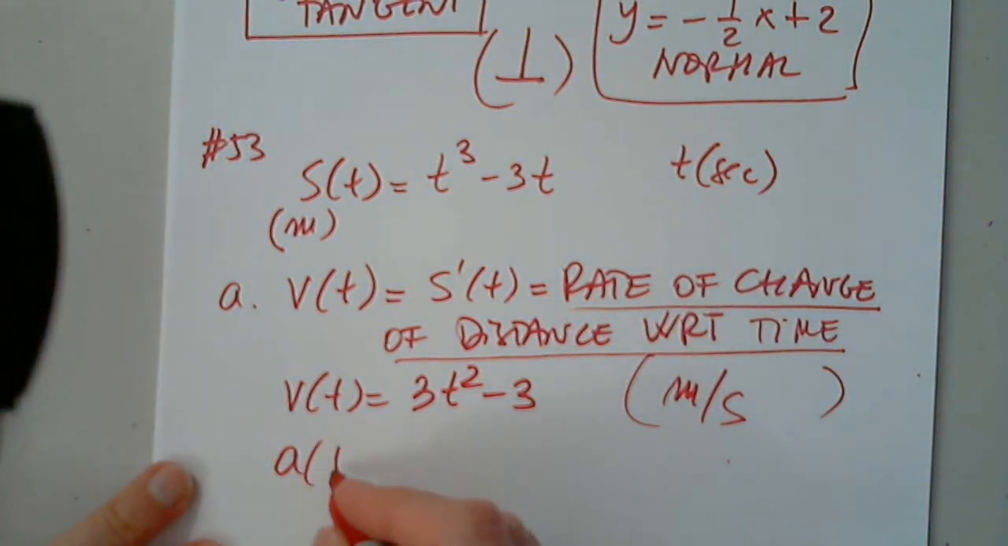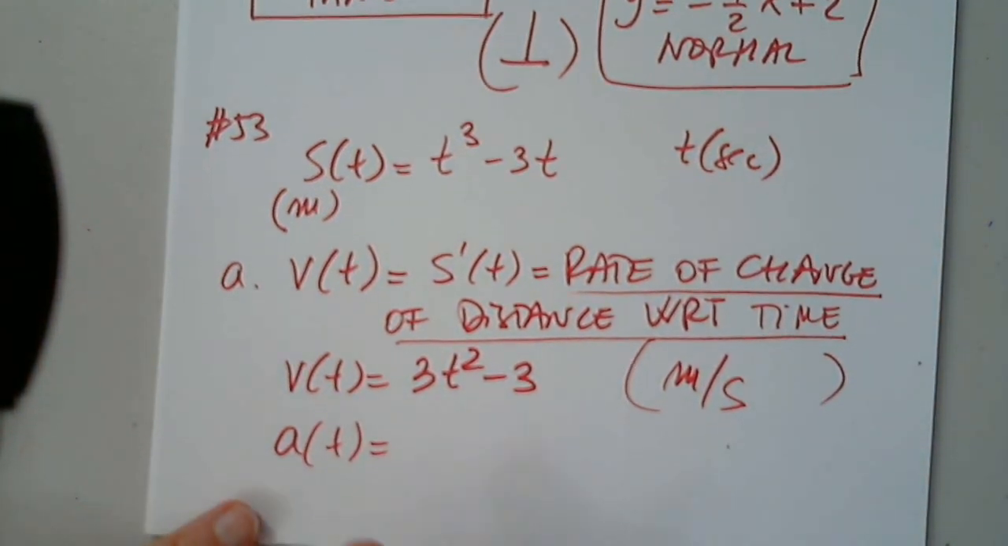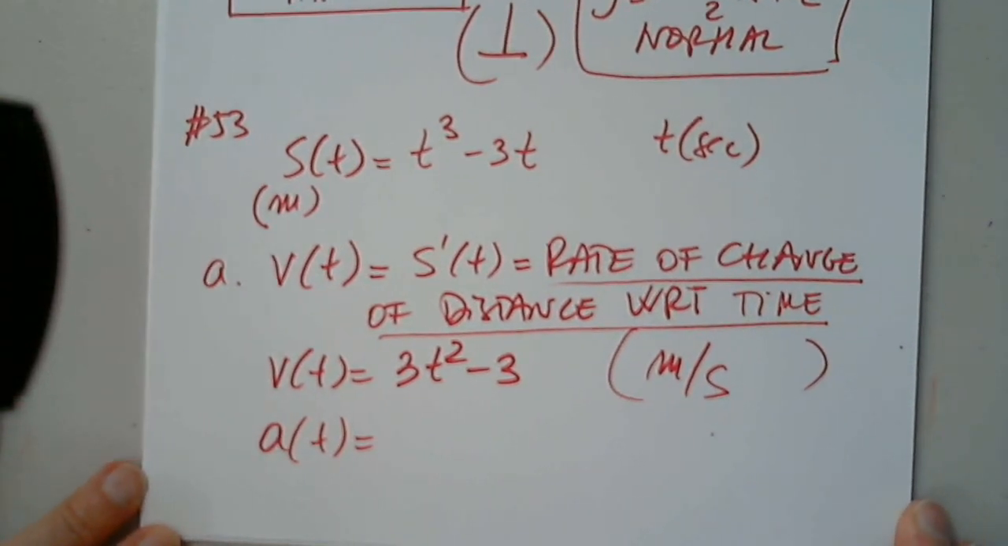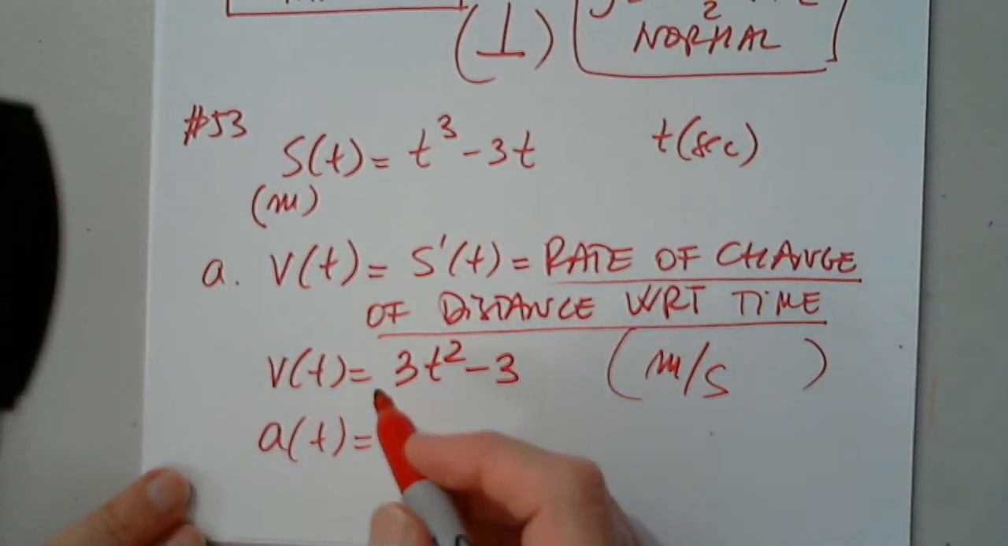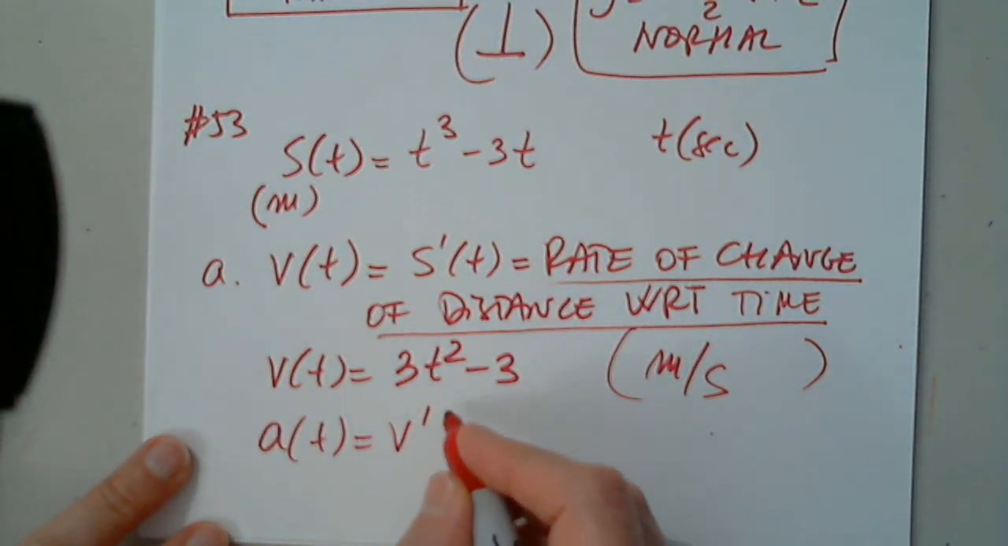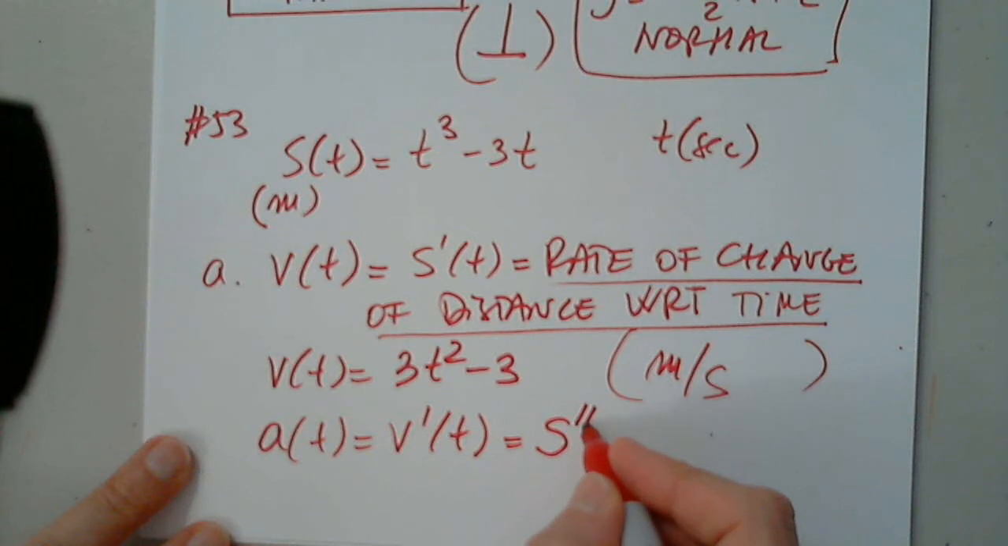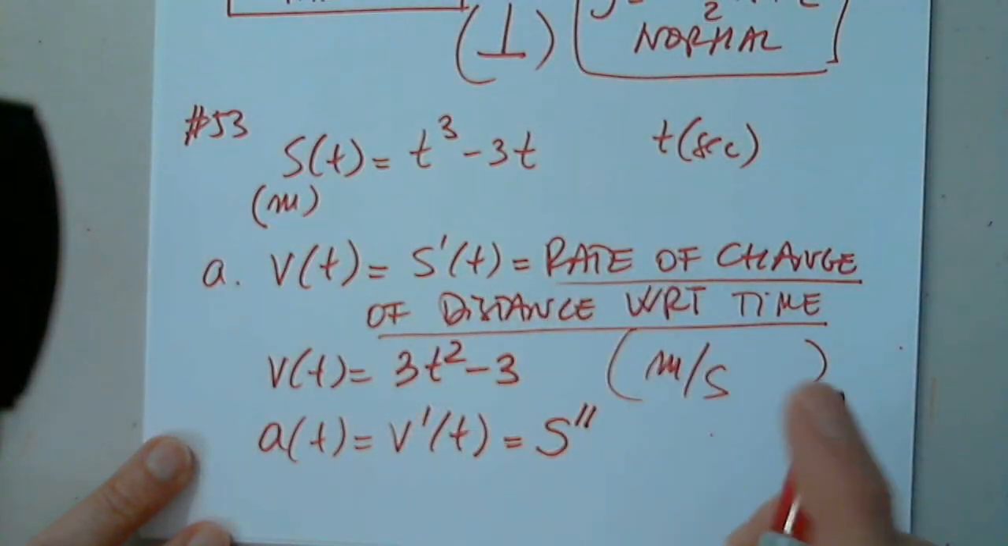Now we want to determine the acceleration. What does the acceleration represent? And how do we determine it? Take the derivative of the velocity. So this is v prime of t, but also the second derivative of the distance.